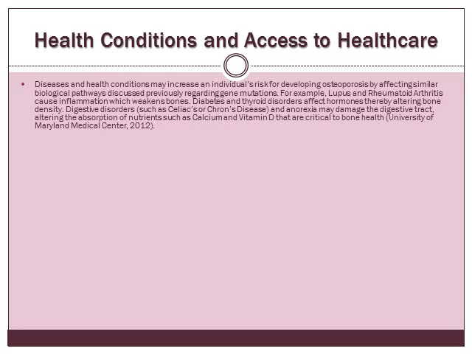Diseases and health conditions may increase an individual's risk for developing osteoporosis by affecting similar biological pathways discussed previously regarding gene mutations. For example, lupus and rheumatoid arthritis cause inflammation, which over time weakens the bones. Diabetes and thyroid disorders affect hormones, and that can alter bone density. Digestive disorders, including celiac and Crohn's disease, as well as anorexia, can damage the digestive tract, and that may alter the absorption of bone-critical nutrients such as calcium and vitamin D.